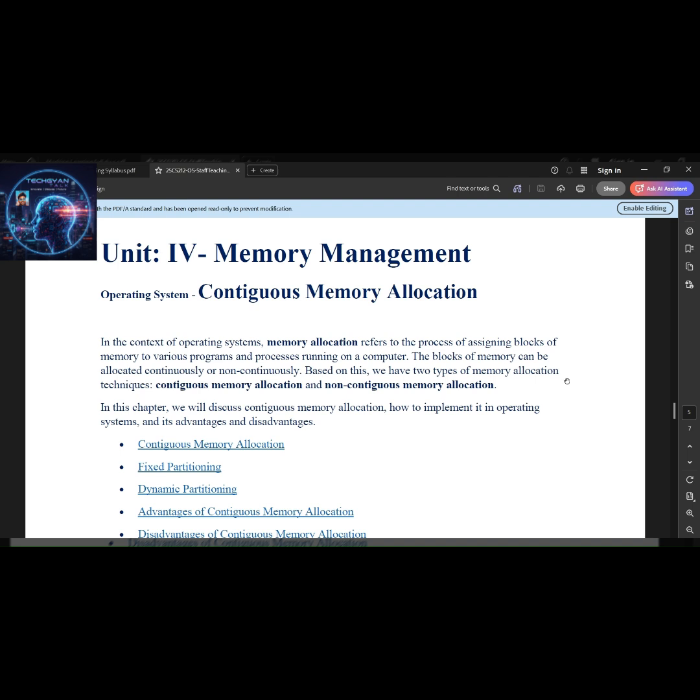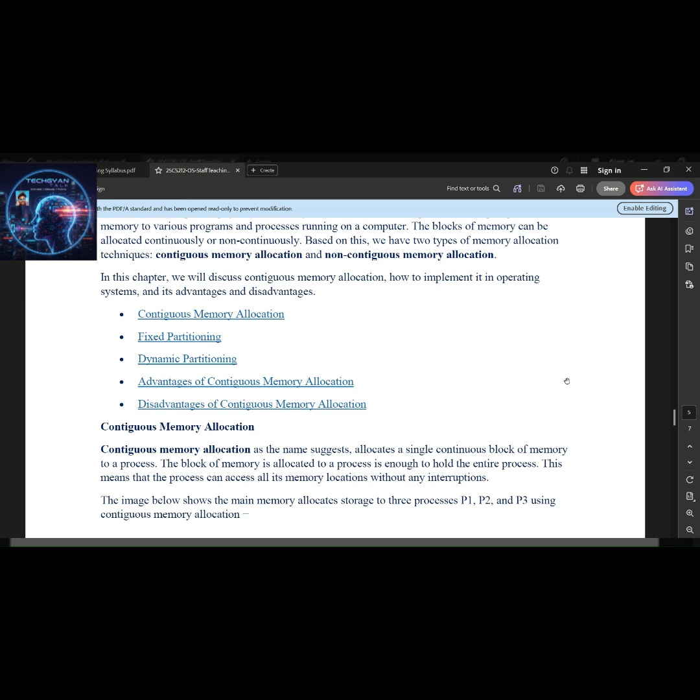Memory allocation refers to the process of assigning blocks of memory to various programs and processes running on a computer. The blocks of memory can be allocated continuously or non-continuously. Based on this, we have two types of memory allocation techniques, namely contiguous memory allocation and non-contiguous memory allocation. Here we will discuss contiguous memory allocation, how to implement it in the operating system, and its advantages and disadvantages.